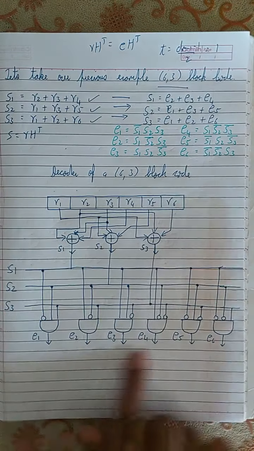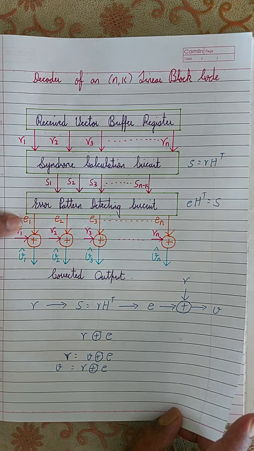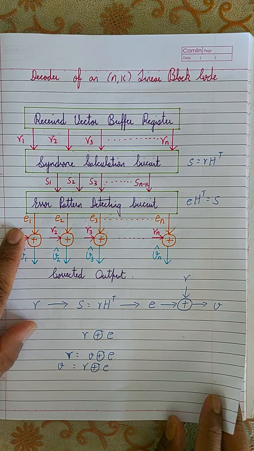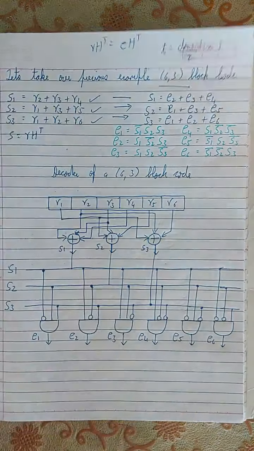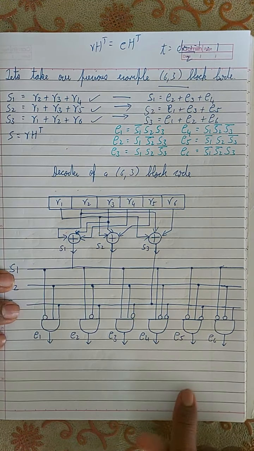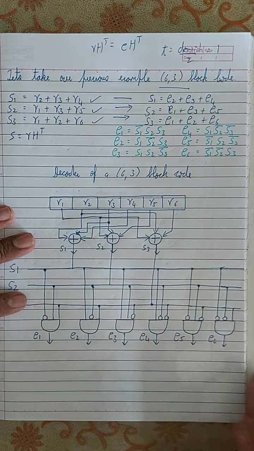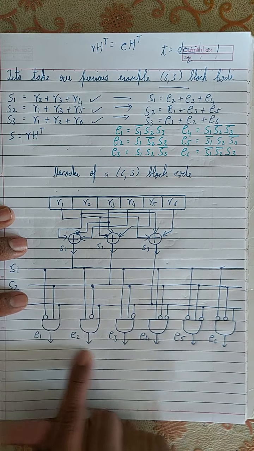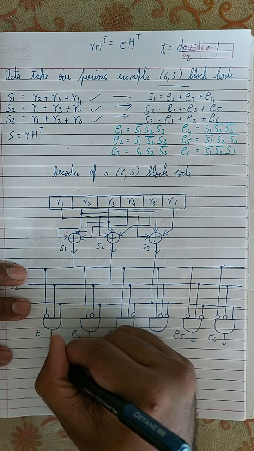So this is what you call the error pattern detecting circuit, where from S you find the value of E, and that's what I did over here. Now what you're going to do is, we already know that R XOR E is equal to V. So what you need to do is simply XOR every bit with the corresponding received bit. That's all.